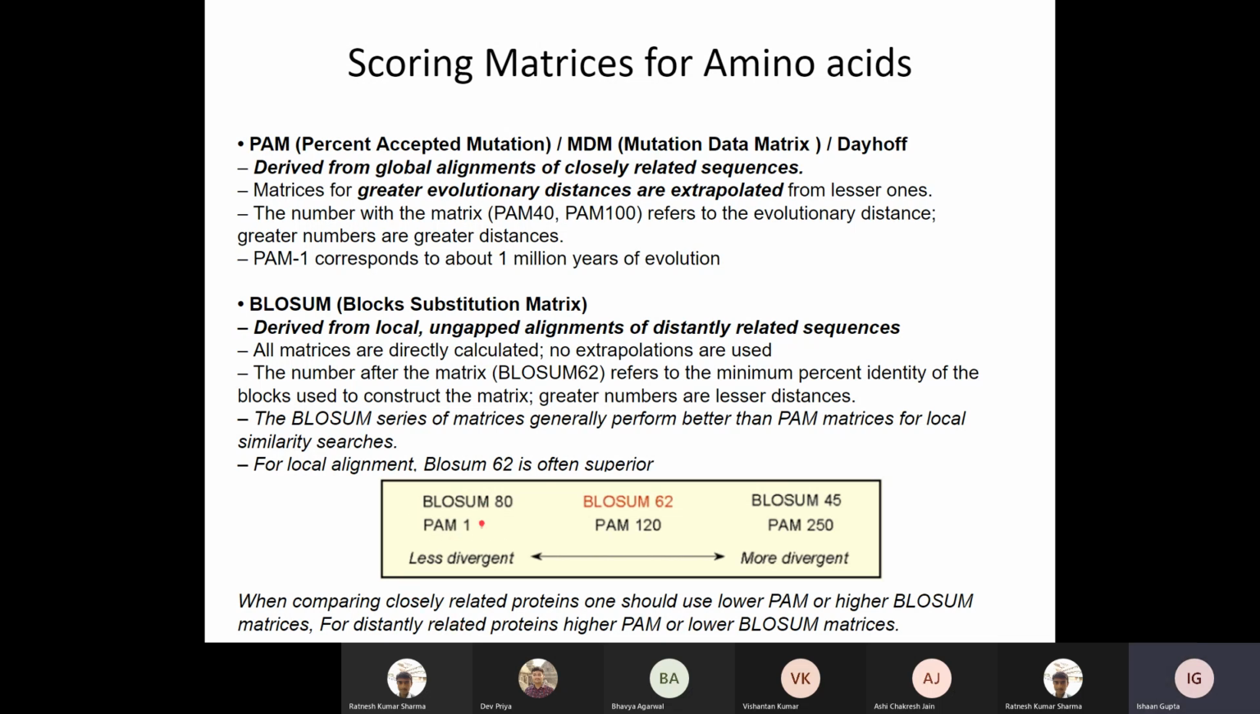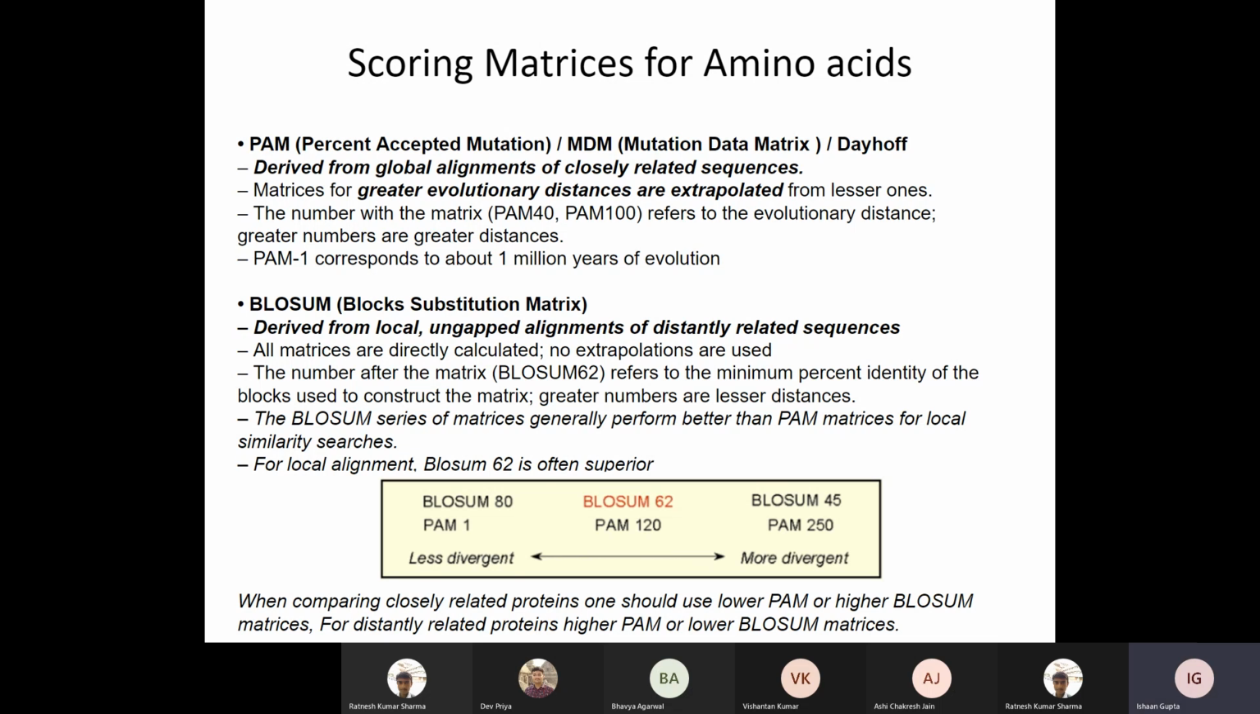So this is how it looks. PAM1 is similar to BLOSUM 80. So PAM1 corresponds to proteins which are very similar to each other. PAM 250 corresponds to BLOSUM 45, basically representing 250 million years of evolution. And typically you will see in a lot of the tools that you will be using in the next module, for example for multiple sequence alignment, tools that take BLOSUM 62 as the matrix, which corresponds to PAM 120. So that is capturing 120 million years of evolutionary divergence.